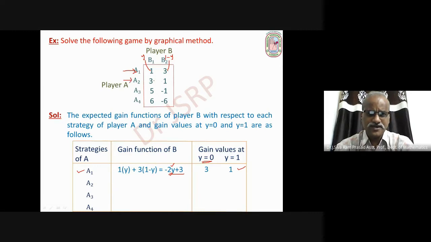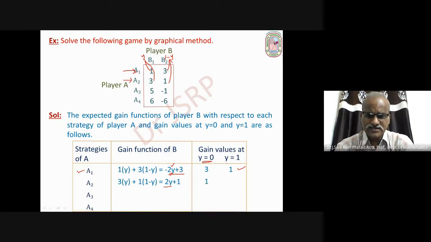So the payoff is 3 into y plus 1 into 1 minus y. Simplify: 3y plus 1 minus y, so 2y plus 1. Next, the gain value at y equals 0. Substitute y equals 0 here: 0 plus 1, which is 1.